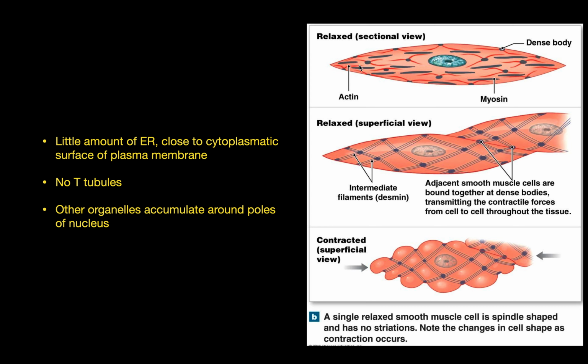Here's the nucleus, actin, dense bodies, myosin, and they all insert, so they all connect. Here's the sectional view of how they all interact with each other, and adjacent smooth muscle cells are bound together at dense bodies, and those are important because they transmit the contractile forces. And when it's contracted, look how the edges are scalloped and it's all lumpy and not nicely contracted like the skeletal muscle.